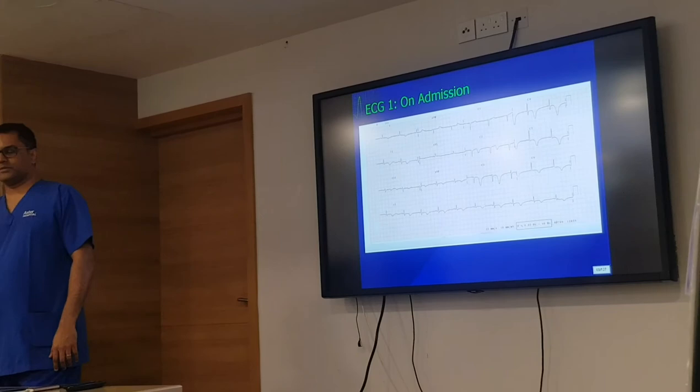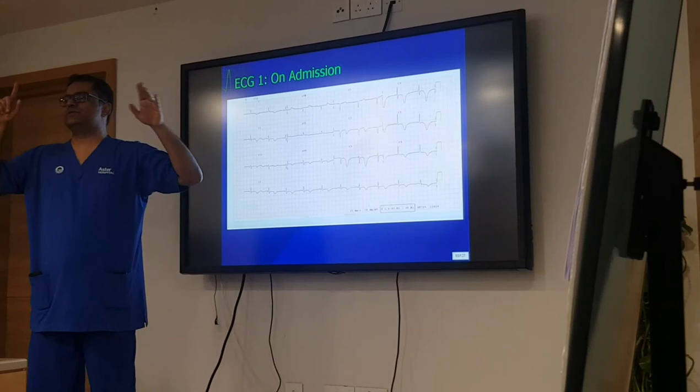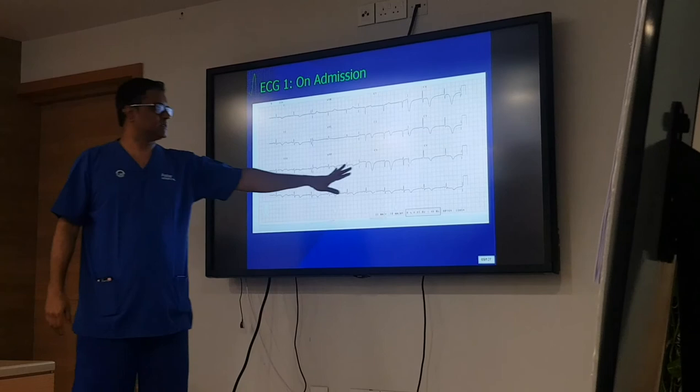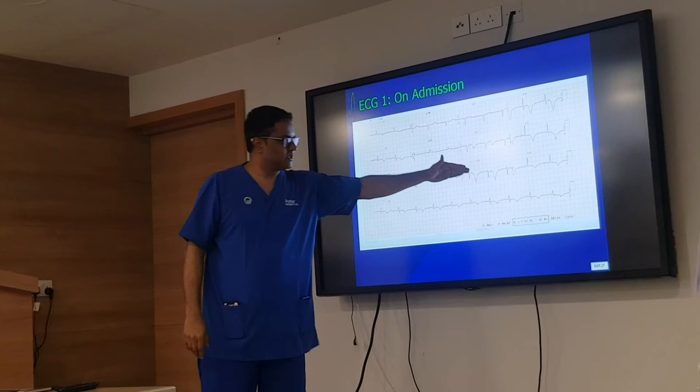This is not hypokalemia. This is again a feature of ischemia, isn't it? Remember I told you the ischemia feature is either ST depression or T wave inversions. But sometimes you can see this in acute MI also. In STEMI patients, this is called an evolved STEMI. The reason is this patient had, say, chest pain for a few days. At that time, the ST elevation would have been there. And then after a few days, the STs come to the baseline, but they get these Q waves.